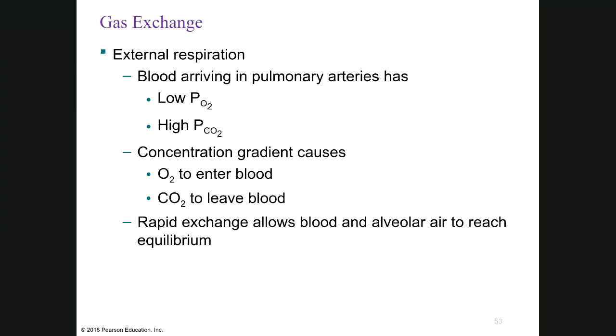So, almost the end of this chapter. Remember that in external respiration, the blood arriving in the pulmonary arteries has low oxygen pressure and high CO2 pressure. The oxygen will move along its pressure gradient and enter the blood, and the CO2 will leave the blood. A rapid exchange will happen until they reach equilibrium.